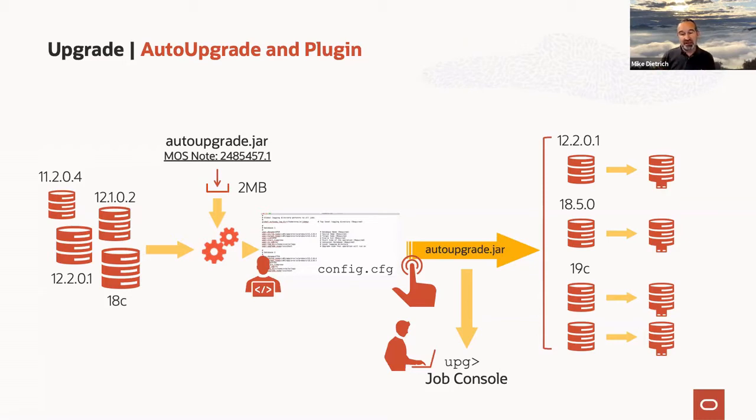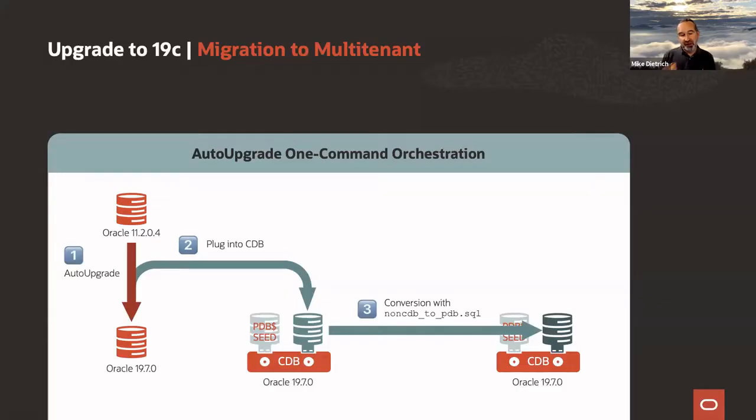And we have more stories from customers in the auto upgrade slide deck, but auto upgrade itself is not our topic for today. The reason I have auto upgrade here is that you can, in the first step, upgrade, then plug in, and then we migrate the future PDB into multi-tenant. I call this a one command orchestration, because you basically just kick it off and that's it. And an hour and a half later, everything is migrated. So this is the idea here.